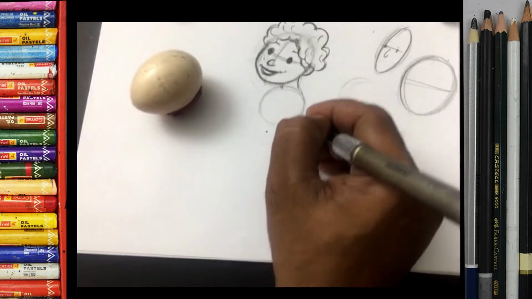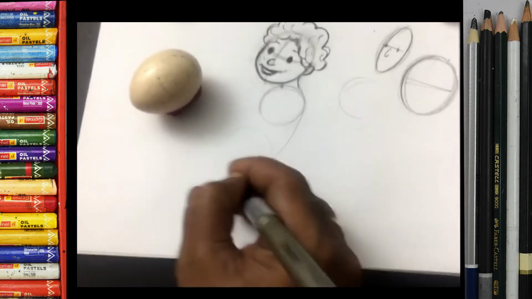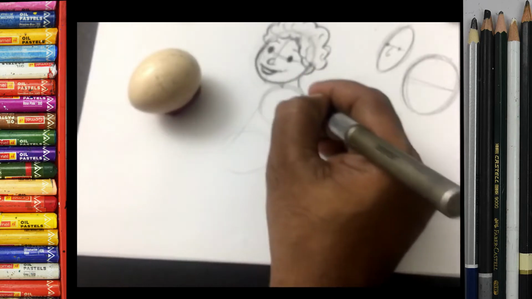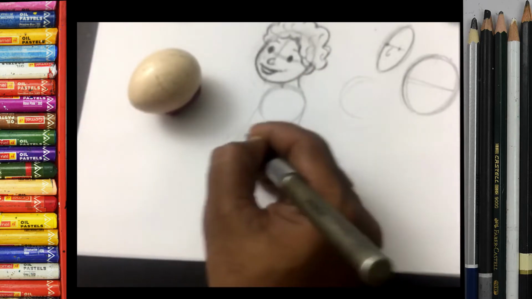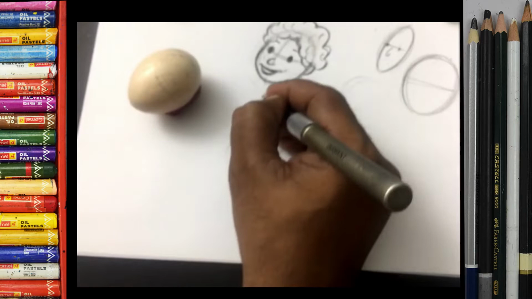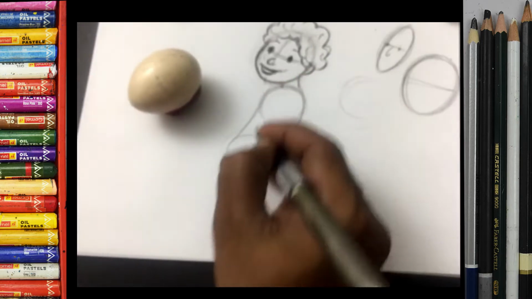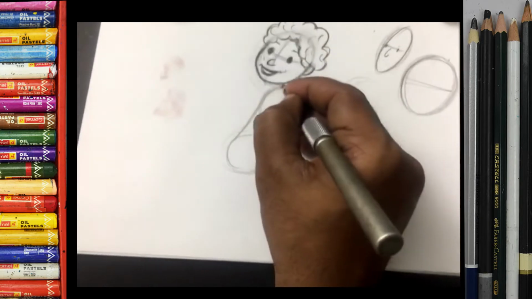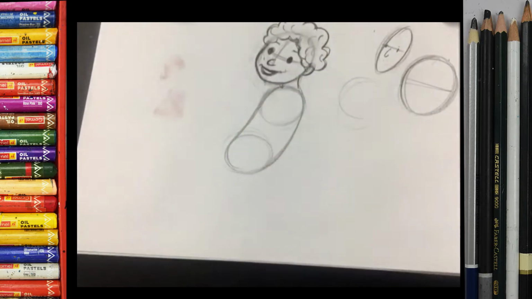Okay, so now I just draw here. Here is the neck. And here I make the same thing, one circle and two circle. This is very simple. See, one circle, two circle. Like this. Okay.